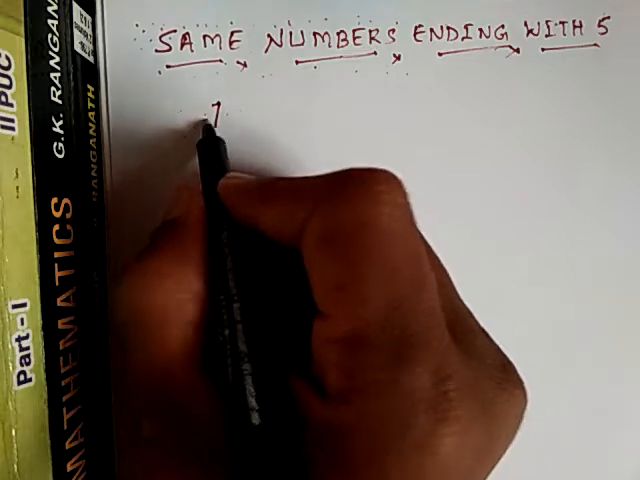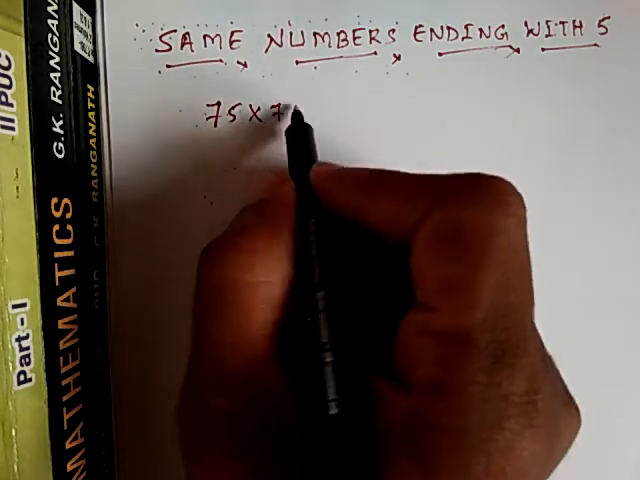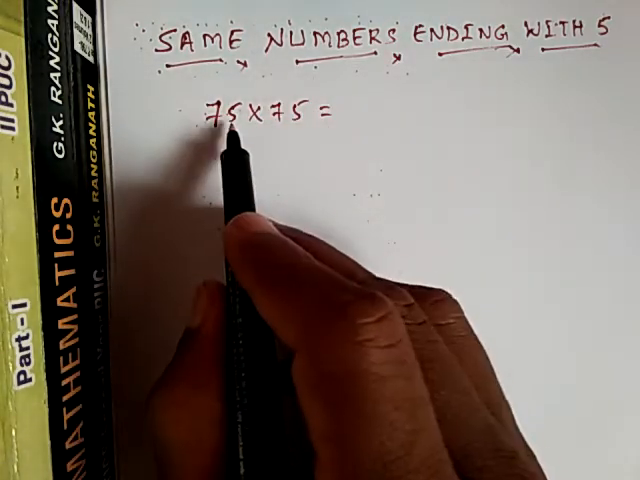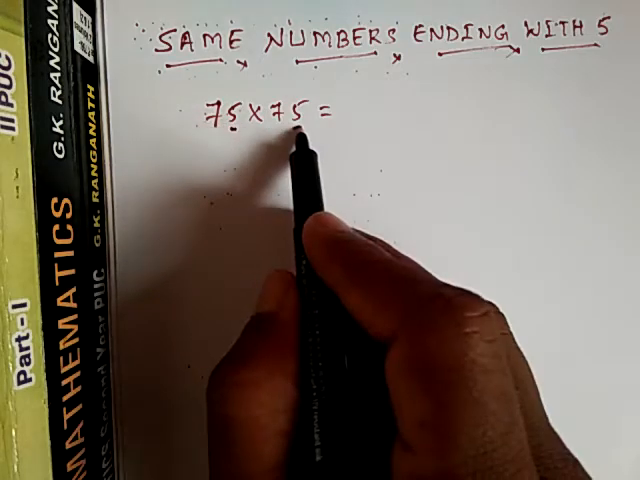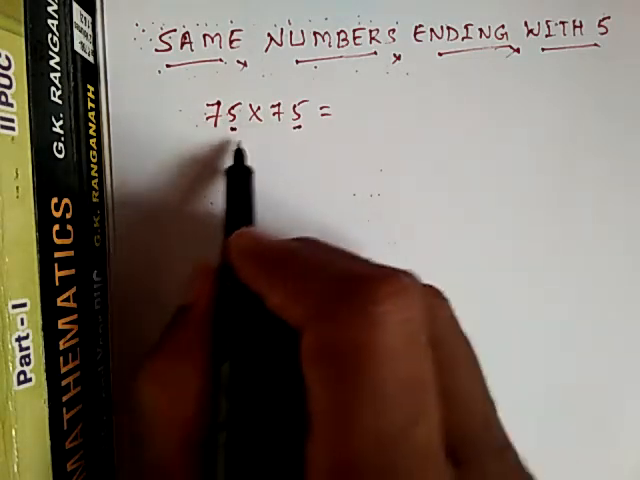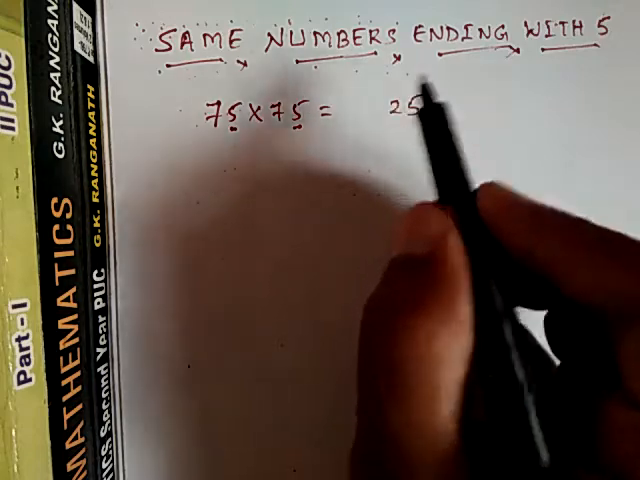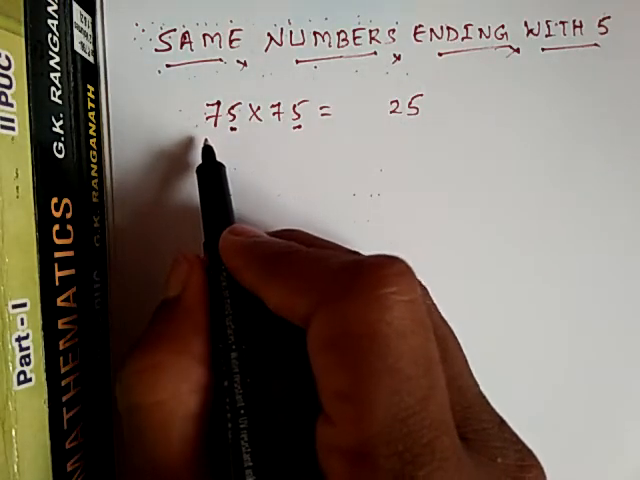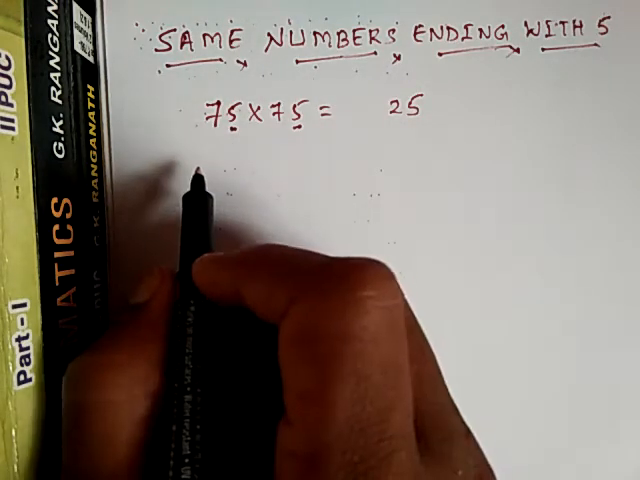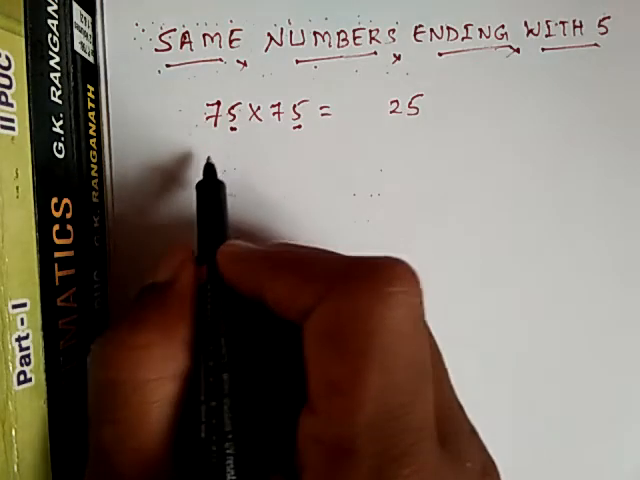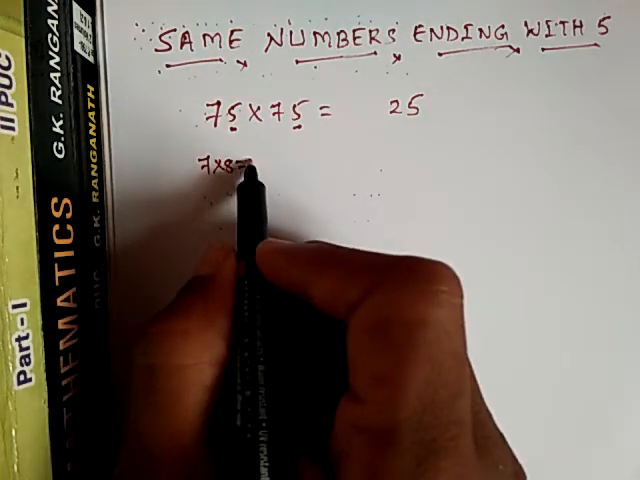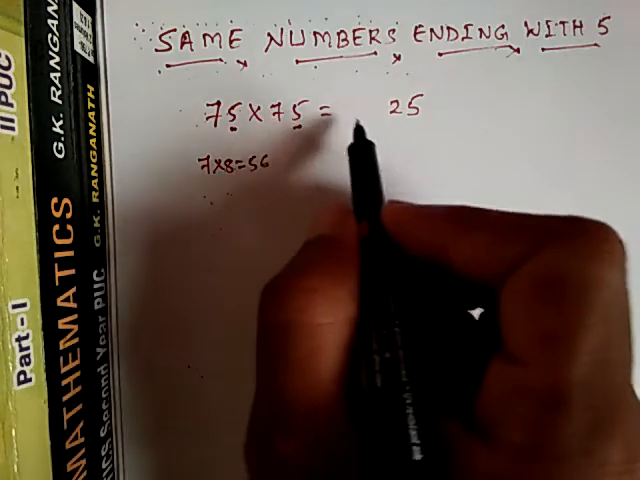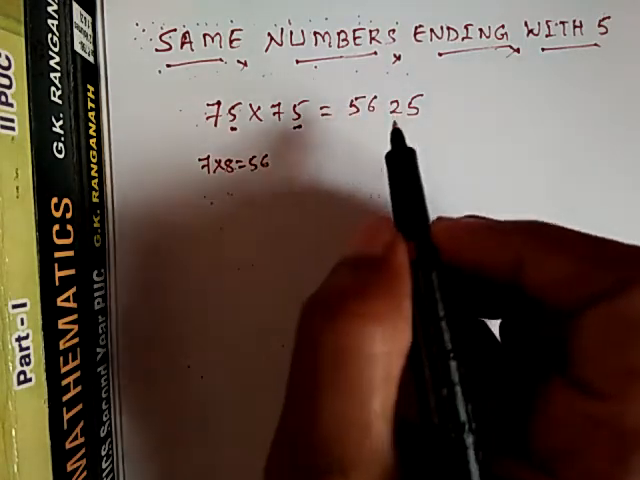So that is 75 into 75. I will write here 75 into 75. The last digit, which is ending with 5, only for that it will be applicable. So 5 into 5, at last it will be 25. Here it is 7. The next digit of 7 is 8. So 7 into 8 is what? 56. So I will write here 56. So 5625 is the answer.